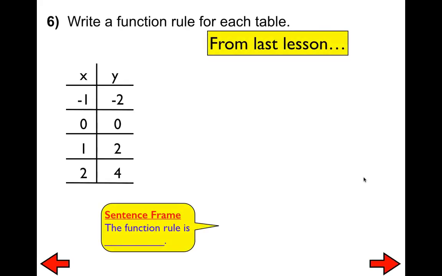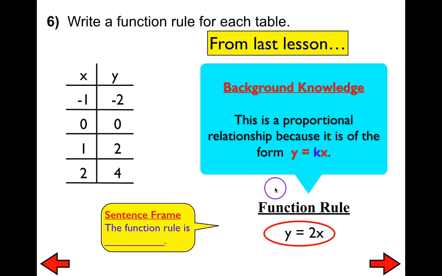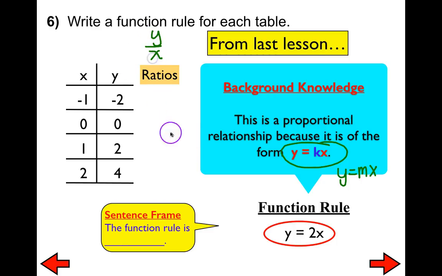So let's quickly go over some of the examples that we went over yesterday. In this one, our function rule was y equals 2x. This is a proportional relationship because y follows the form y equals kx or y equals mx, same thing. If I wanted to check the ratios as y over x, so here negative 2 over negative 1, this is 2.